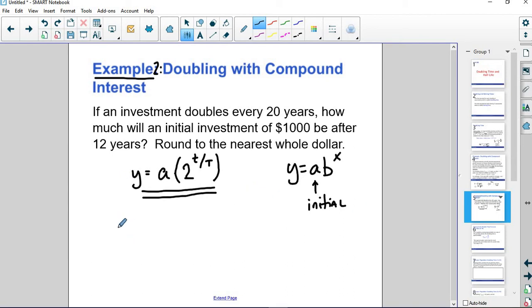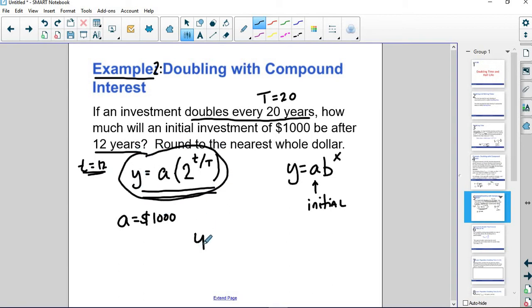Okay, so what do we have here? We have A, our initial amount, is $1,000. Doubling time is the big T, that's every 20 years, so big T is 20. And after 12 years, that's the time we're interested in, and so that's little t. So if we plug all these things into this formula here, we get y equals $1,000 times 2 raised to the 12 divided by 20. Remember, big T goes on the bottom. The amount of time we're interested in goes on the top.